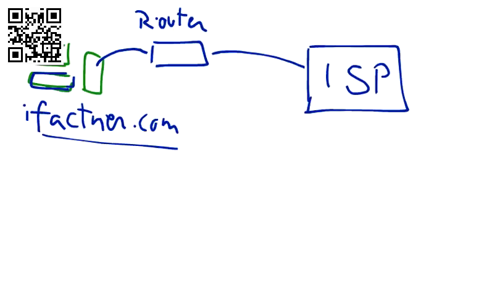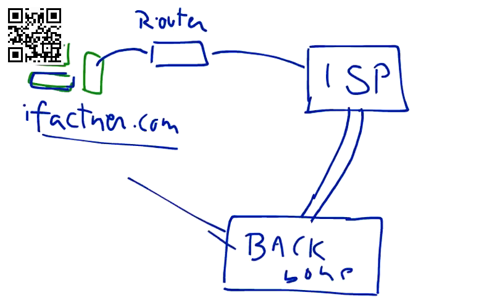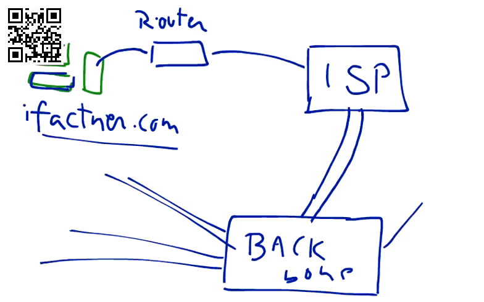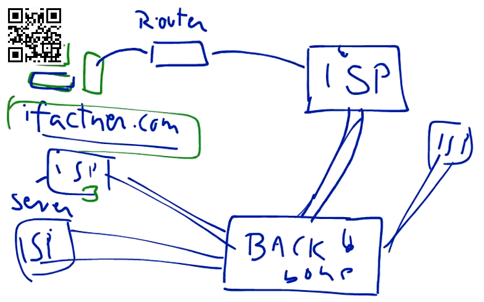And our ISP may be connected to a larger ISP, a backbone service provider. And this backbone service provider may be connected to different other ISPs, and you have to enlarge this network. So there can be different backbone providers, different smaller ISPs, and a lot and lot of clients. And these ISPs have got servers. So let's suppose ISP3 has got a web server in Florida, and ifechner.com is hosted on that web server.